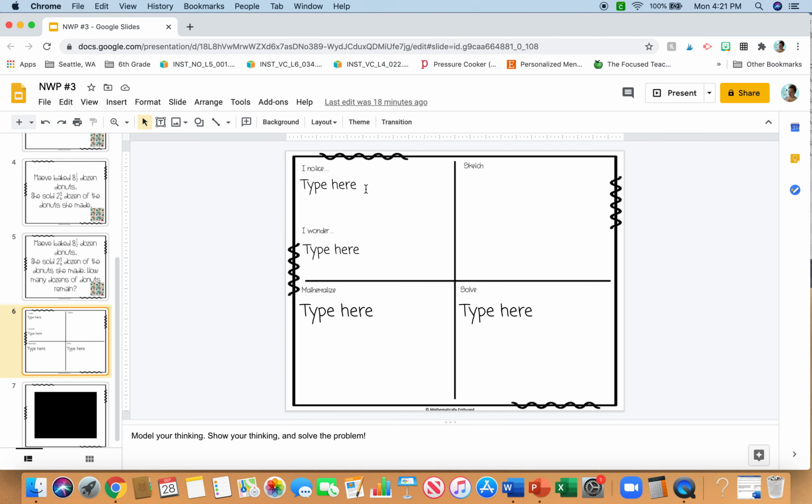So this first section, I notice, I wonder, is meant to be for this first picture. So how can we connect donuts with math? What kind of mathematical questions can we ask about donuts? That's where we can have our students talk about I notice, I wonder, right? I notice that in this picture there are 9 donuts.